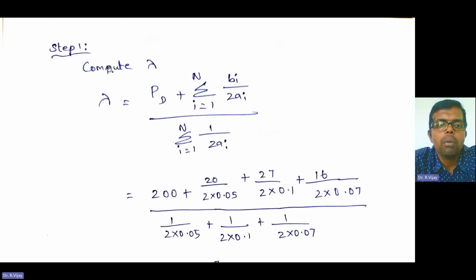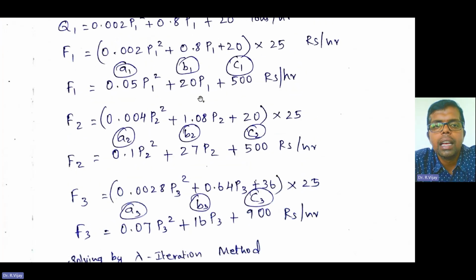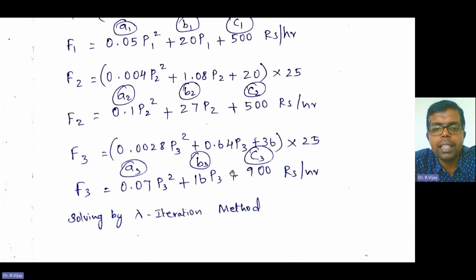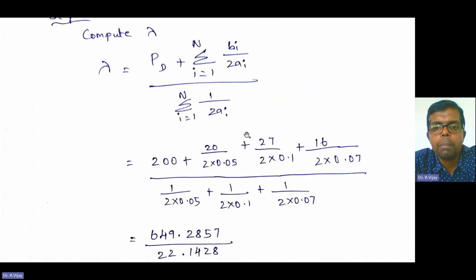First, what is the formula for calculating lambda? Compute lambda. Lambda is equal to PD plus summation i equal to 1 to n of Bi divided by 2Ai, the whole divided by summation i equal to 1 to n of 1 divided by 2Ai. Here you need to mark what is A1, B1, C1, because Fi is Ai Pi squared plus Bi Pi plus Ci. In F1 mark A1, B1, C1 clearly; in F2, A2, B2, C2; and in F3, A3, B3, C3.